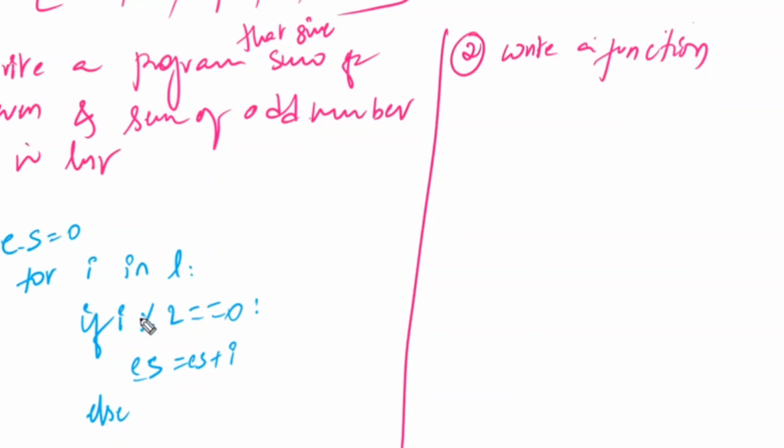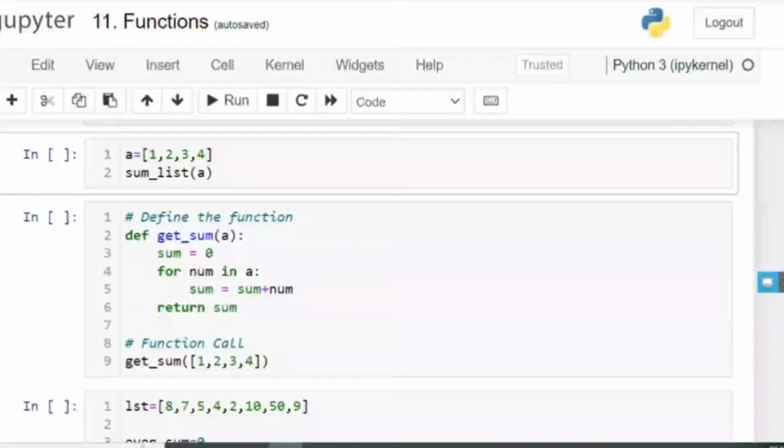If it is not divisible by 2, odd sum is equal to odd sum plus I. That is O underscore S is equal to 0. That's it. Program completed. Finally print O underscore S, comma, E underscore S. Odd sum and even sum. This is the program, right? So the same program I'm writing here.